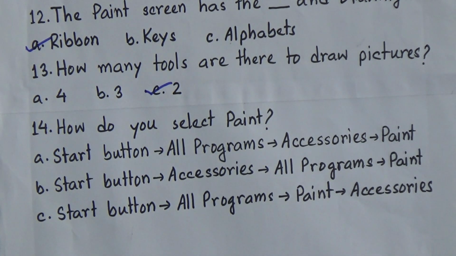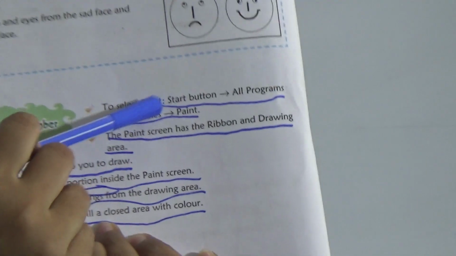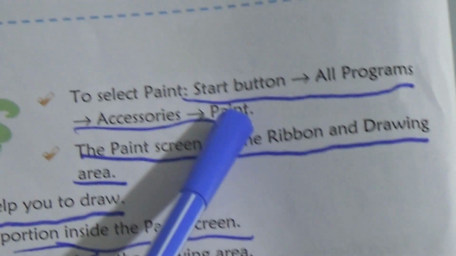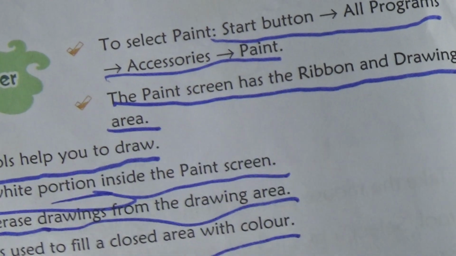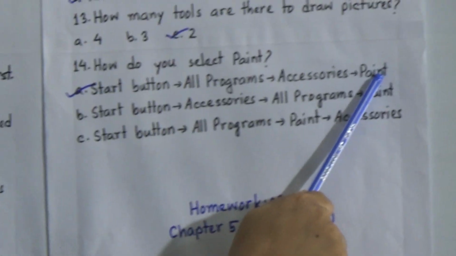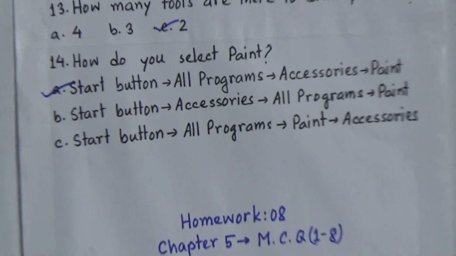Now look, here you will find the answer. Points to remember, at first we will press on the start button, then all programs, then accessories, then paint. So this is the process to open a paint program. So our correct answer will be option A, start button, all programs, accessories, and paint. So these are the 14 MCQ from chapter 5.